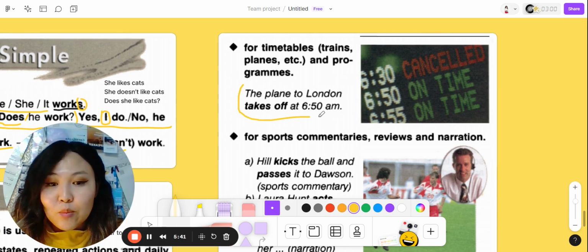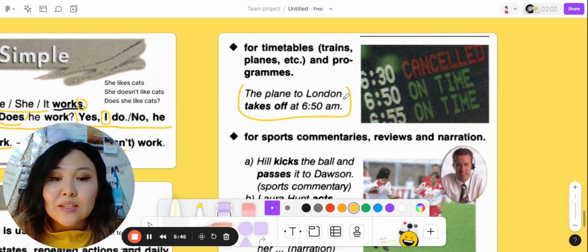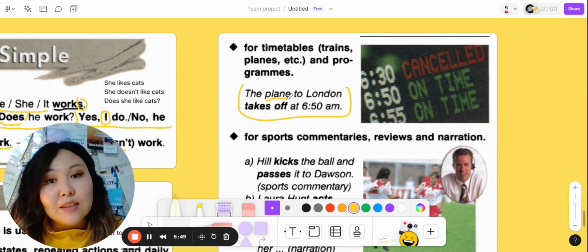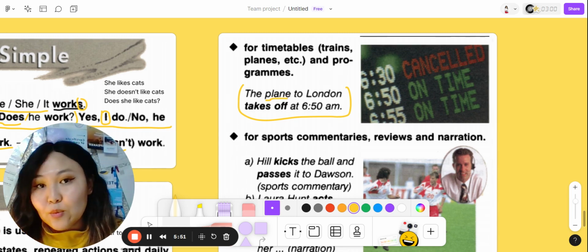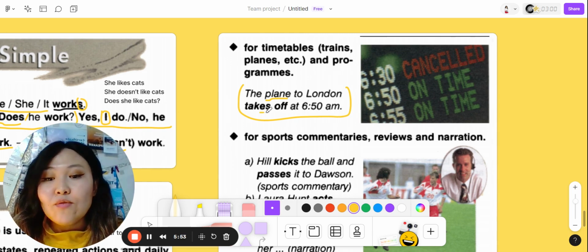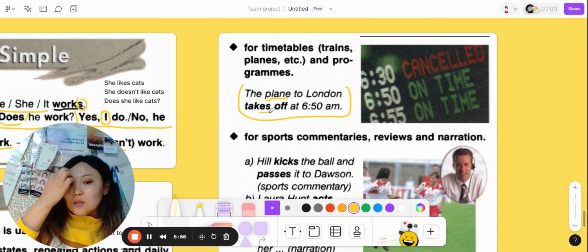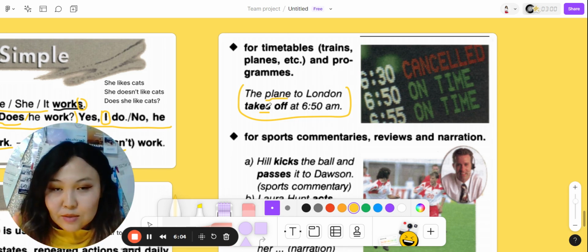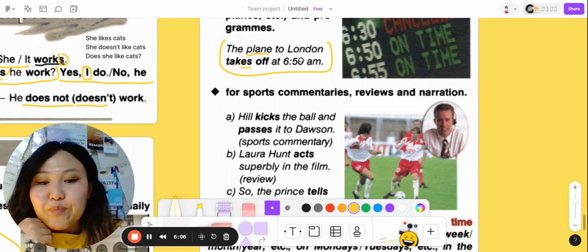Here we have an example, and it sounds like the plane to London takes off at 6:50 a.m. Again, we are talking about the plane, one plane. It's a third person singular. That's why our verb has s ending, takes off. Here it's a phrasal verb, and we remember that when it comes to phrasal verbs, we add some endings to the first part of the phrasal verb.